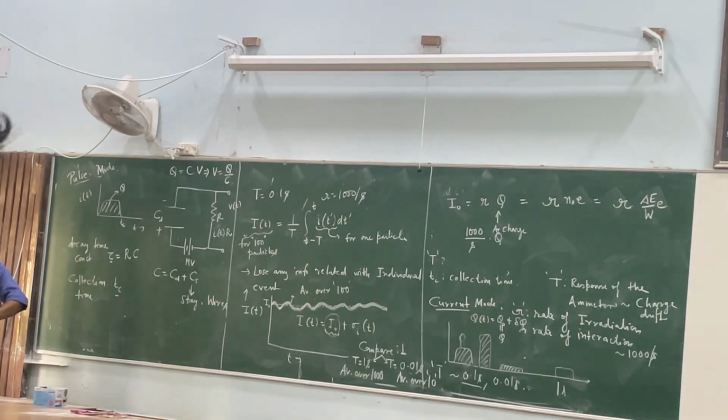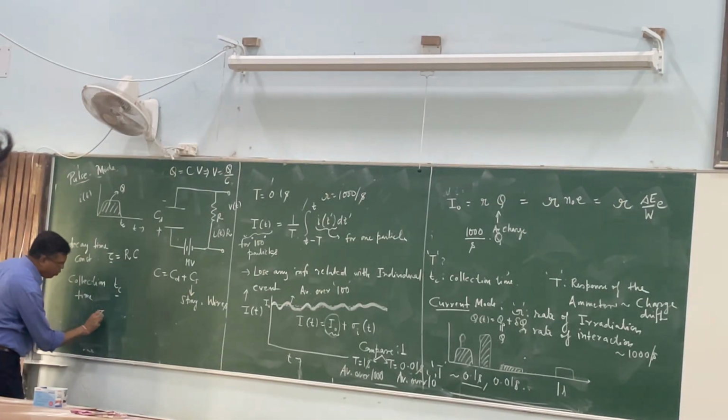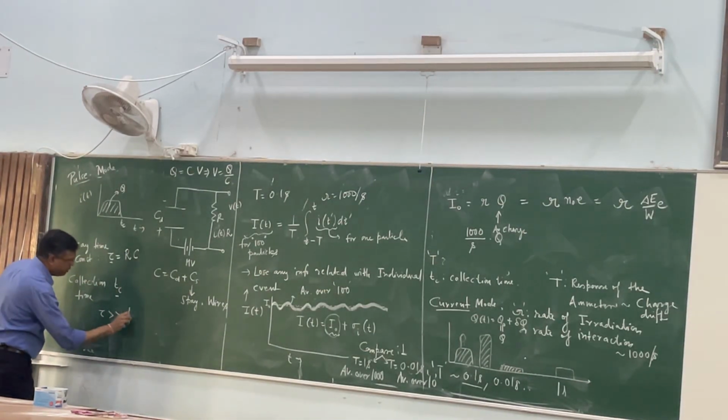So let's just do this for one. What is the one which I am considering? I am considering the one where tau is much greater than tc.